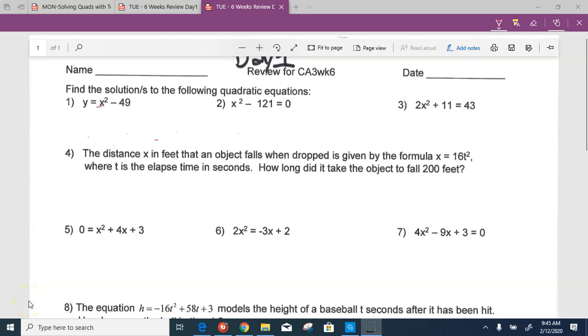I'm Mr. Morales. I'm going to be going over the day one review for our 6 weeks common assessment. Most of this review is going to be done with the calculator. I mean, you could do it by hand, but that would kill too much time, and that's not really the focus. So let's go ahead and jump right into it.